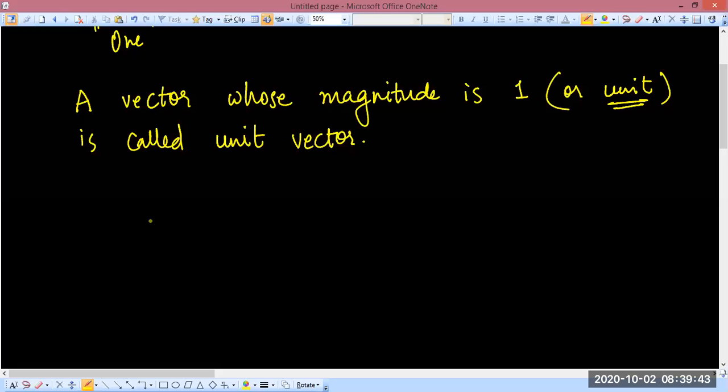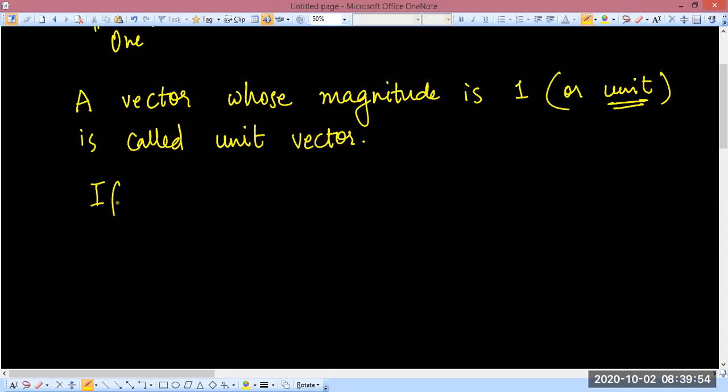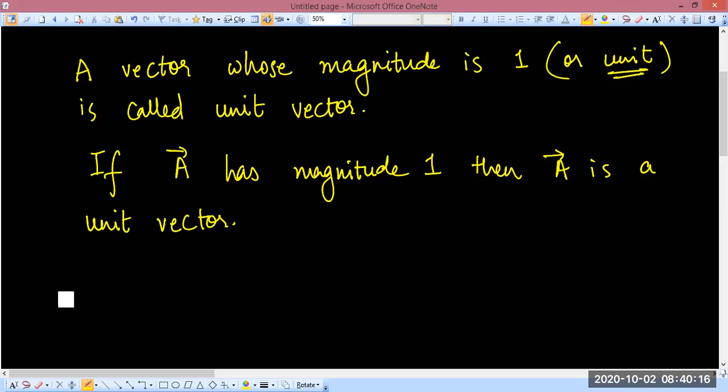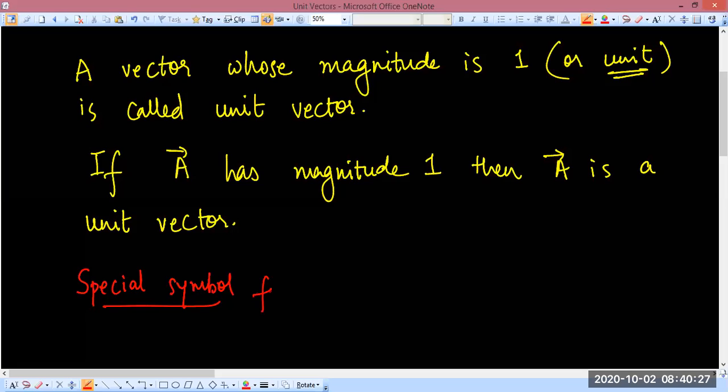Now, think about this. Let's write it in symbol first of all. So if vector A has magnitude one, then vector A is a unit vector, right? They have a special symbol. Unit vectors have a special symbol, everyone. So what's that special symbol for unit vector? It will definitely be a hat or a cap.